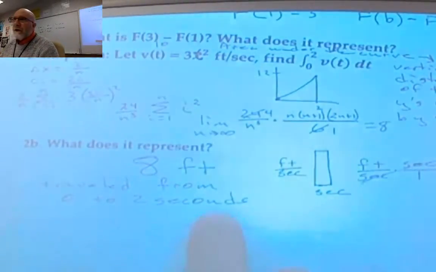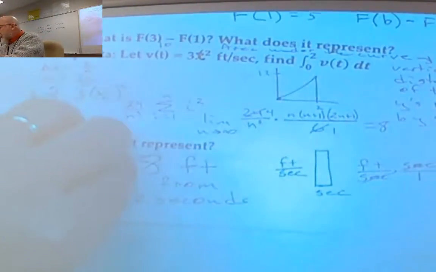So the area under the curve can represent a distance. The area underneath the curve can represent a distance if my function is giving me a velocity. Does that make sense? All right, next page.